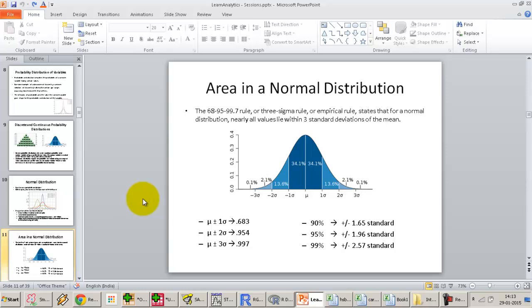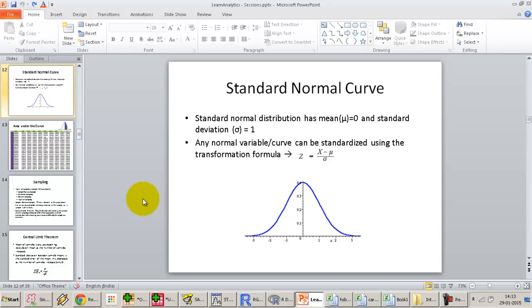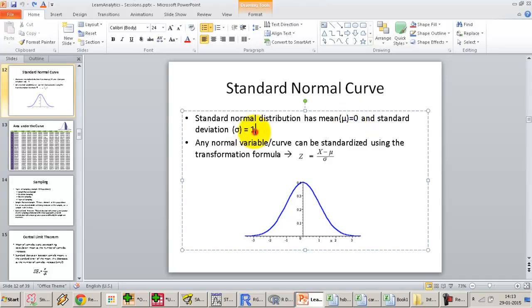Okay, so moving on, we'll cover more properties of the normal distribution, especially the Z table going ahead. What do we mean by a standard normal curve, or a standard normal variable? Any variable which has a mean of exactly 0 and a standard deviation of exactly 1 is known as a standard normal variable, and that distribution is called a standard normal distribution.